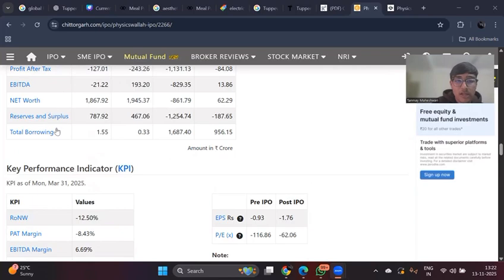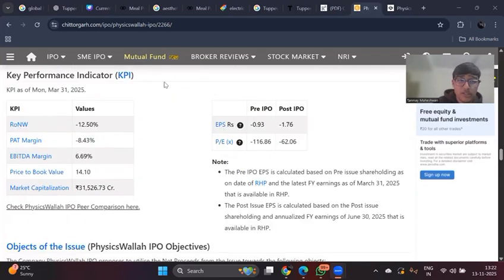You can look at the net worth of the company as well. Now, if we come to the key performance indicators, the return on net worth is a negative 12.5%. Then profit after tax margin is a negative 8.43%. EBITDA margin is positive 6.69%. And if you look at the price to earning ratio, it is negative 62.06.